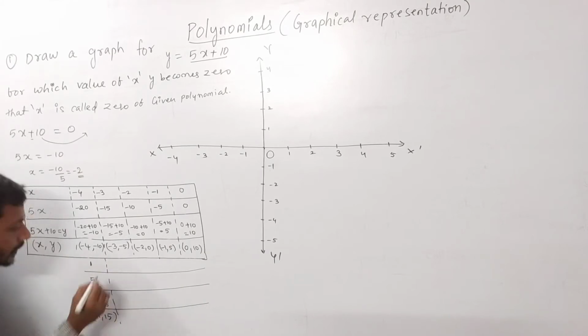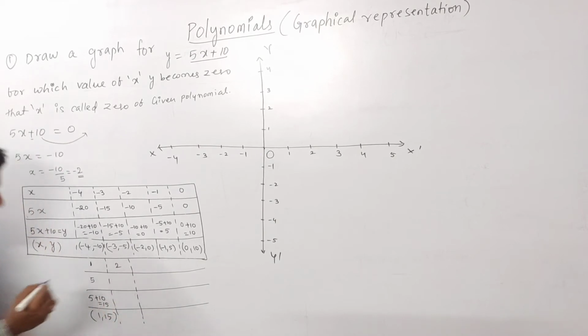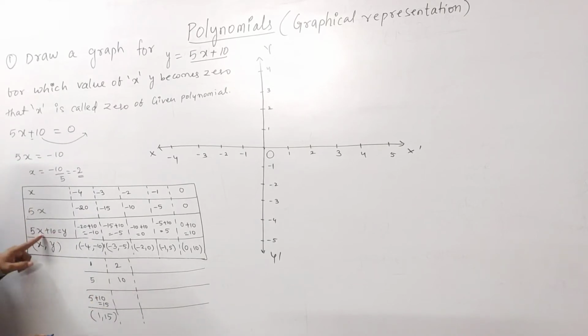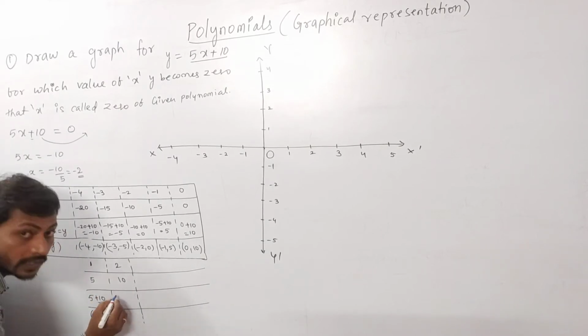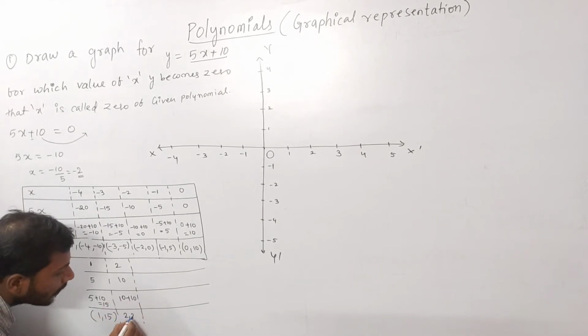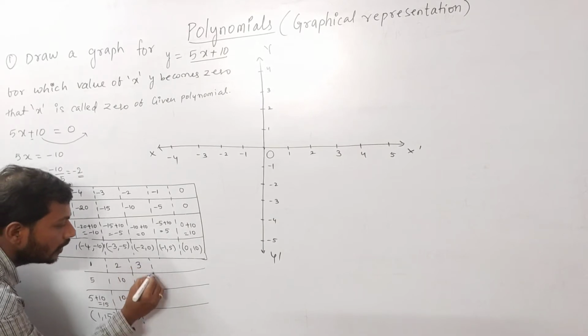Clear? And next I am taking 2. If you take 2 into 5x, sorry, 2 into 5 is 10. Again 10 plus 10 is 20. Then the answer is 2 comma 20. Then the next one is 3.